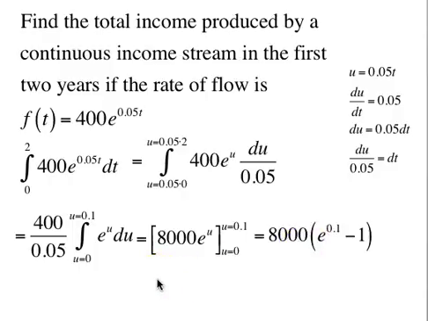And then getting a decimal approximation, we have a total income over 2 years of only $841.37. Not going to be able to retire with that sort of an income stream.